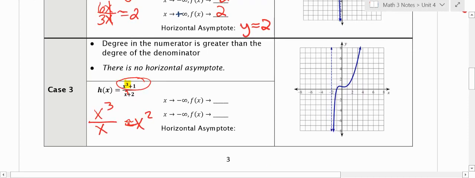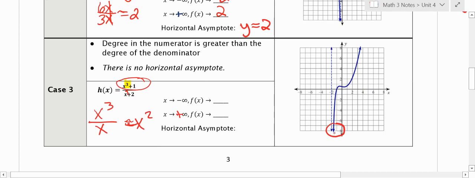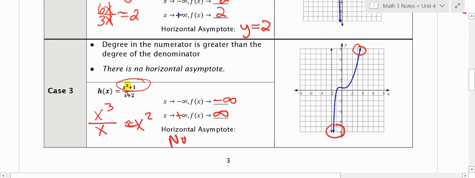So nothing's going to restrict it. So you could see in this example, this one actually is going down. This one's going up. So there's no horizontal asymptote.